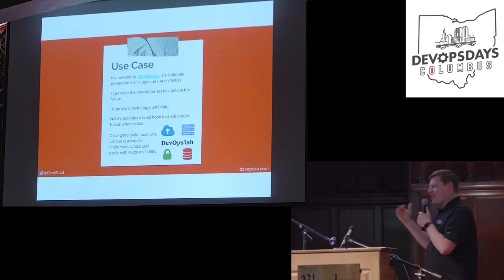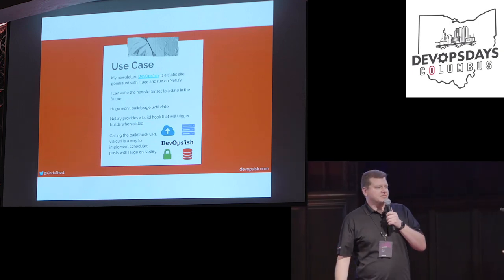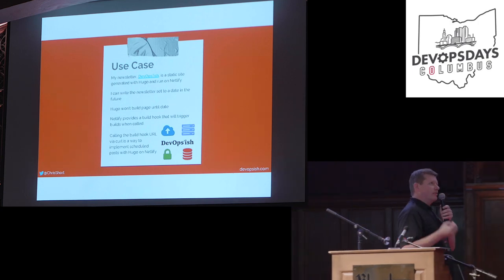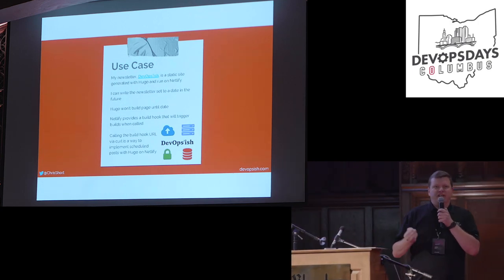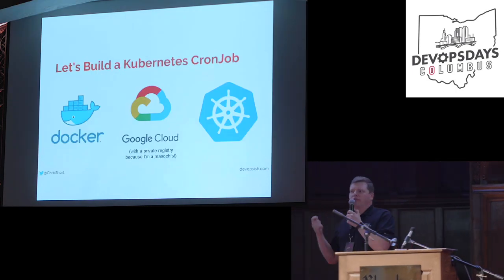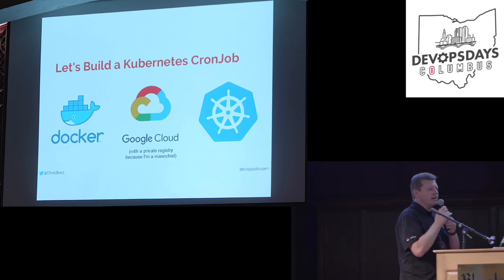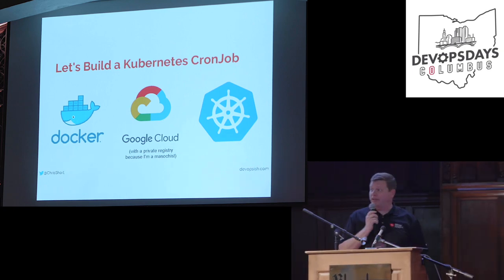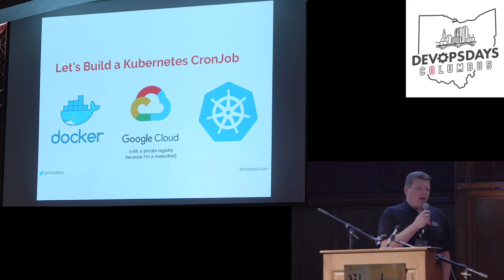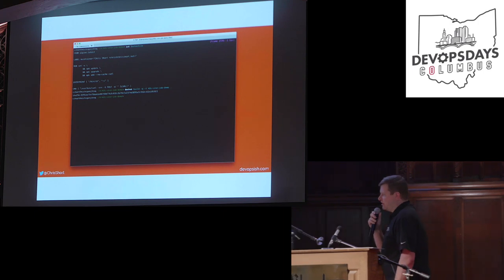So, now I need a cron job that's distributed because I run a newsletter and it updates my website and does all this fun stuff. So I can create a webhook with Netlify to push my static website out to their CDN. All I need to do is call this webhook with curl. But I need it to be really, really timely because people get irritated when they don't get their newsletter at 7 a.m. on a Sunday. I don't know why. So Docker, Google Cloud registry, because I'm a masochist, and Kubernetes.